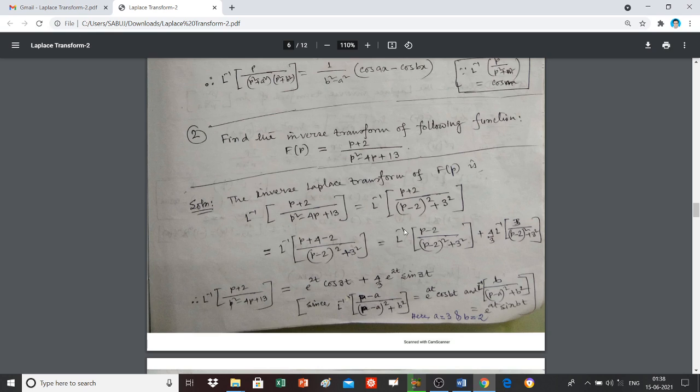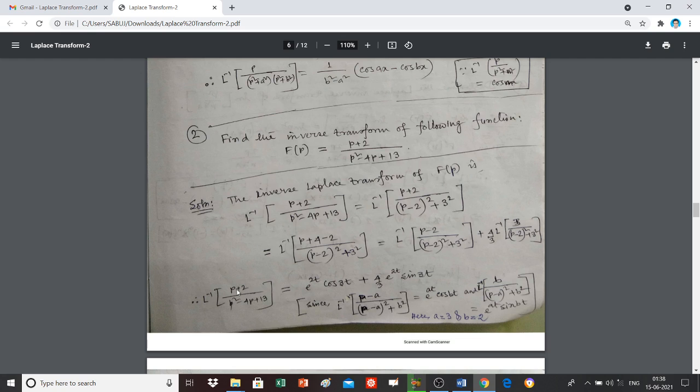That is equal to L inverse. Then just separate this: (p minus 2) by (p minus 2) whole square plus 3 square, then plus 4 will be there, and I am writing 4 by 3 L inverse, so 3 will be there also: 3 by (p minus 2) whole square plus 3 square. So you can write the second term, that means 4 by (p minus 2) whole square plus 3 square, as 4 by 3 times L inverse of 3 by (p minus 2) whole square plus 3 square.